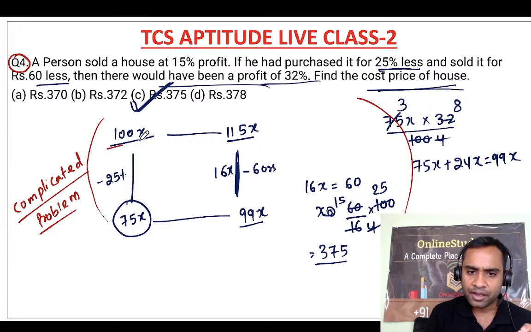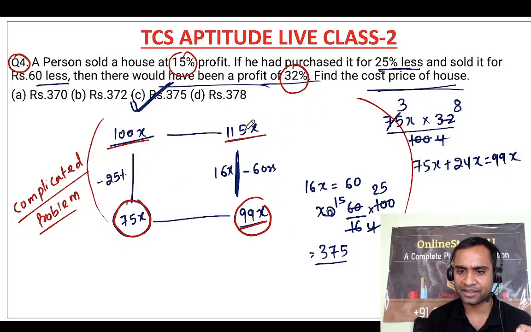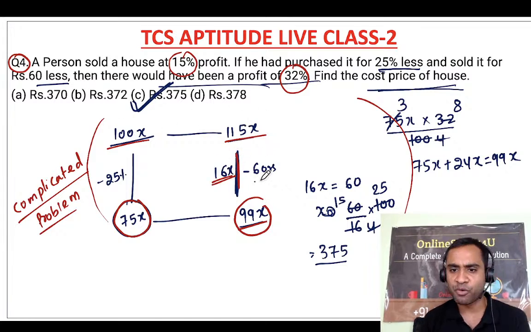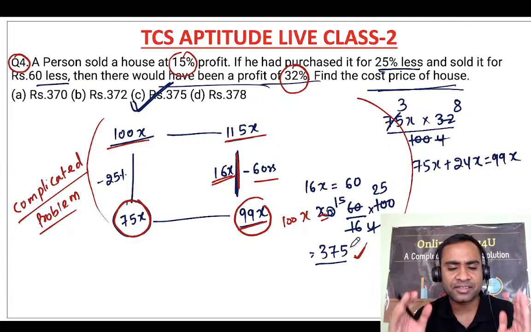See, for 100x the profit is 15x, then for 75x they are telling the profit is 32%, which makes it 99x. So what is the difference? The difference is 16x, but they are telling he is now selling for 60 rupees less. So 16x is equal to 60, so x is equal to 60 by 16. For 100x, multiply by 100 and you will get 375.